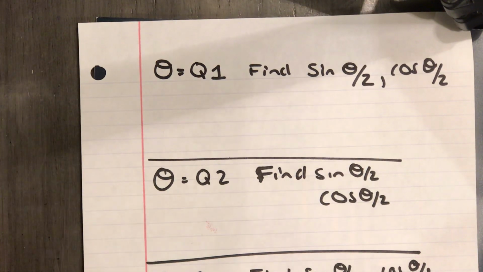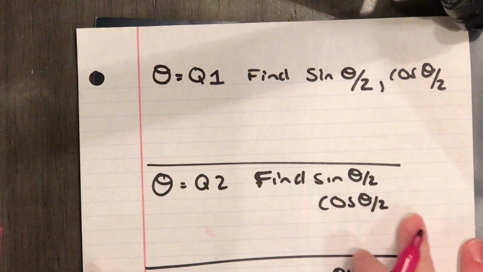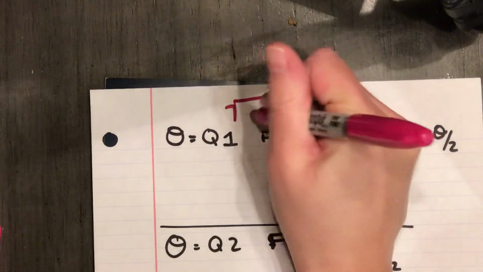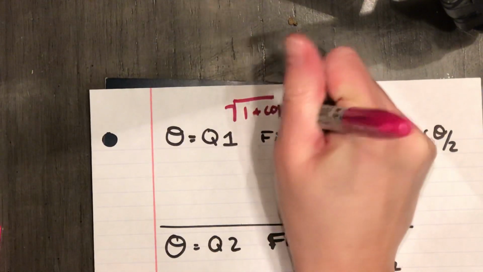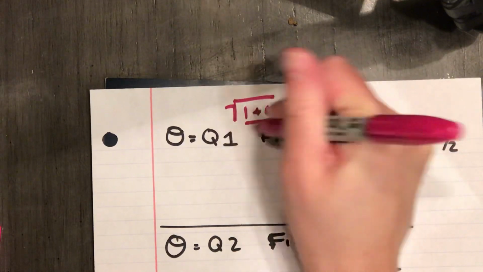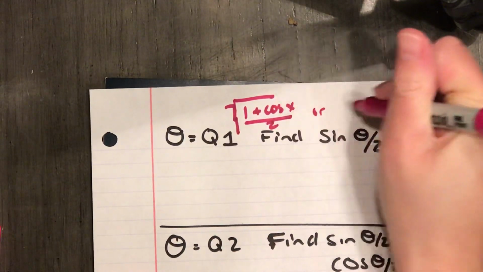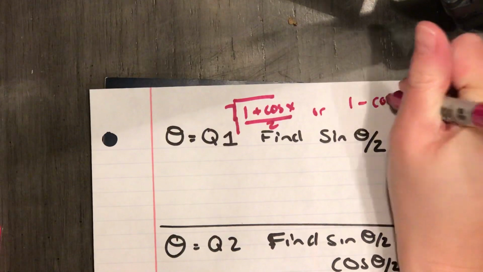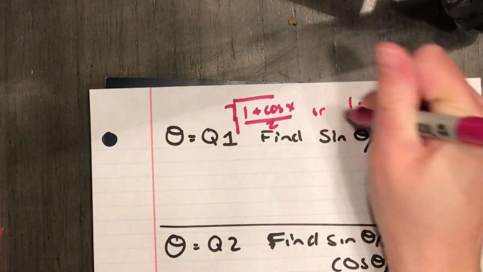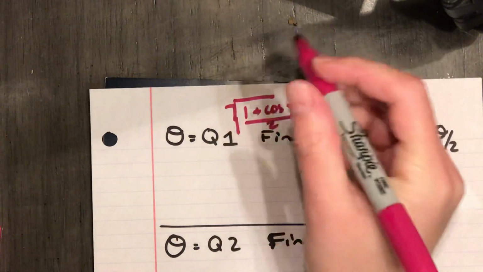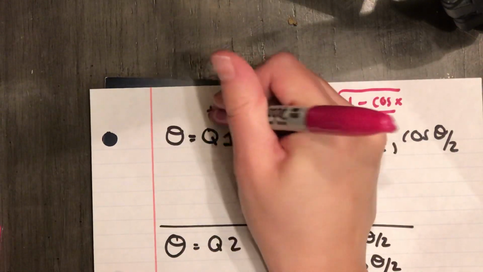Okay, so I wanted to review real quick how to find out the sign. As we know from the formula, we're going to end up using either the square root of (1 plus cosine x) all over 2, or the square root of (1 minus cosine x) divided by 2. The big question that you guys have is how to know the sign here.